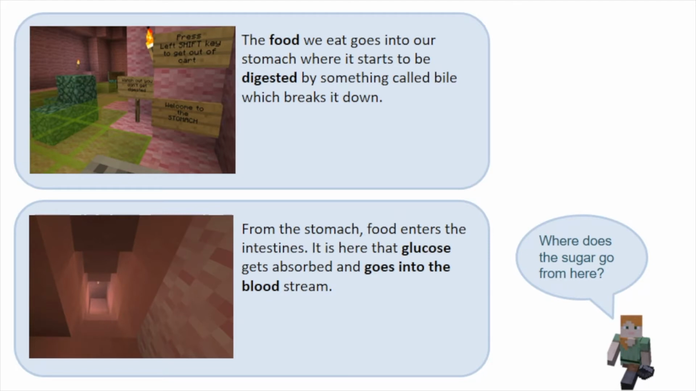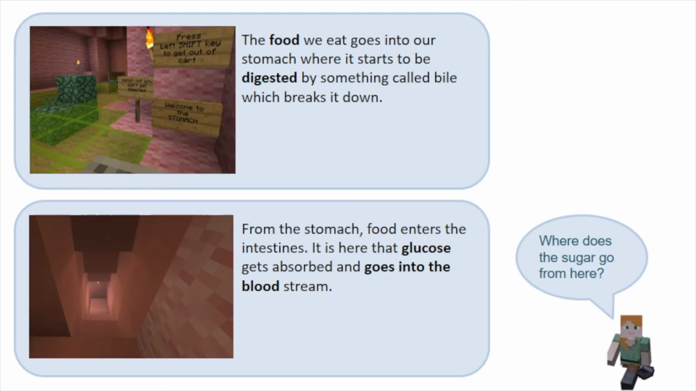We start our journey in the digestive system. When we eat food, our stomach breaks it down into all its different parts: carbohydrates, fats, sugars. Most foods contain sugars or glucose. When this broken up food from our stomach reaches our small intestines, the glucose is taken out of here and goes into our bloodstream.